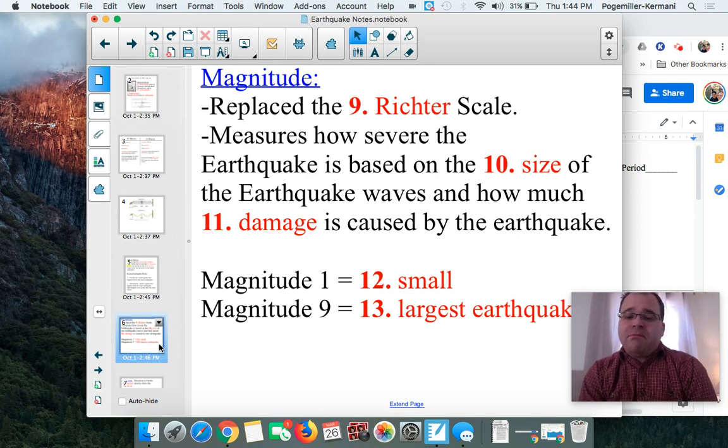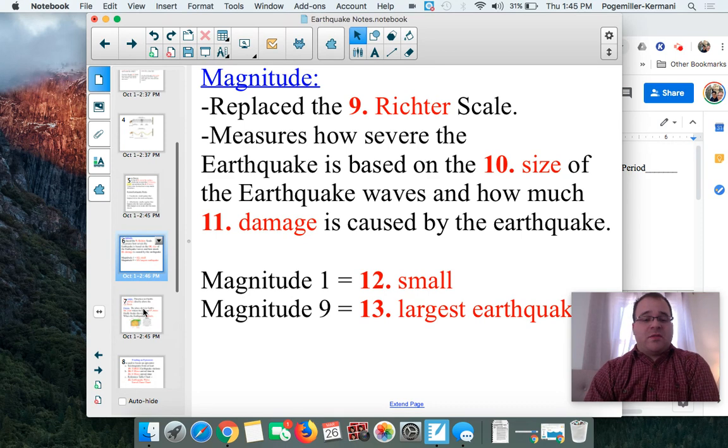So how do we measure the strength of earthquakes? What is this magnitude scale all about? Well, it's two things. It's about the size of the waves that come out and how much damage is caused by the earthquake. So human-made structures, how damaged are they? So it's how much energy is released and seen on seismograms or seismographs, and how much damage is caused. So 9 is the strongest on the scale and 1 is the smallest.